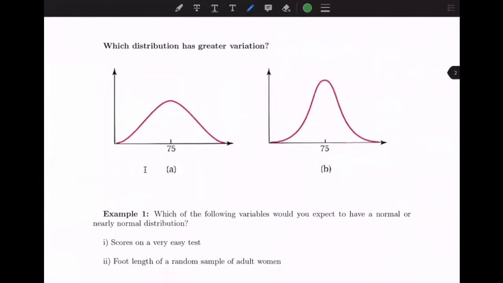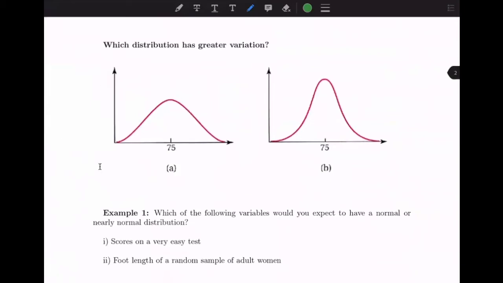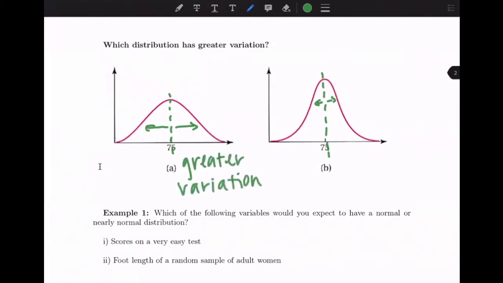Next, we want to talk about variation. We can have high variation or low variation, and generally that just means how far away the data is spread from the mean. You can see here on letter A, the data in the curve is pretty largely spread out. But in letter B, the data values are relatively close to the mean. So you would say A has greater variation than B does.